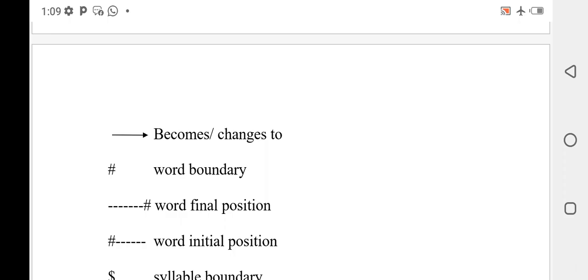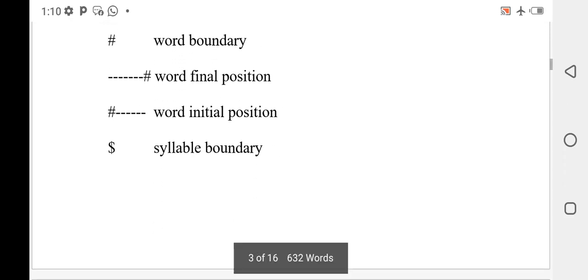Now when we have dashes before the hashtag, that shows that the hashtag is a word boundary, and that means there are some things that have come before that word boundary. Okay, the boundary suggesting the beginning or end of a word. So when you have dashes before the word boundary, that means something has come before it. So that word boundary now is in the final position. But when you have the word boundary and then there are dashes in front of it, that means that is the beginning of that word, and so some things follow. So it is at the initial position.